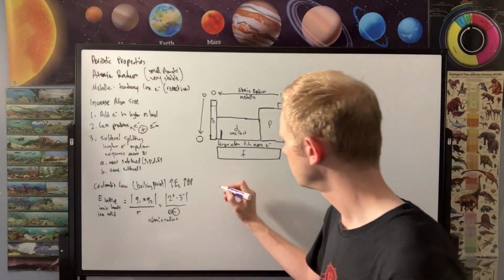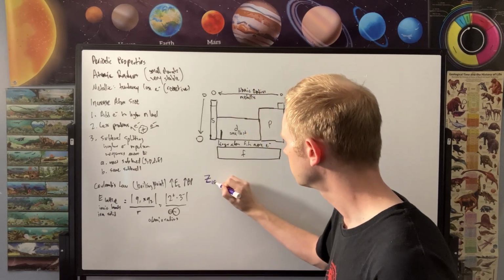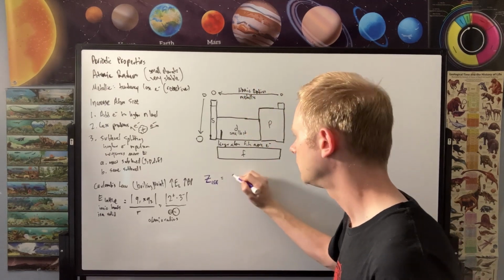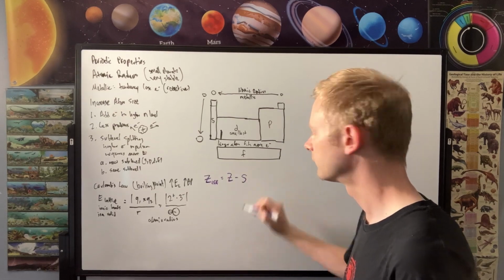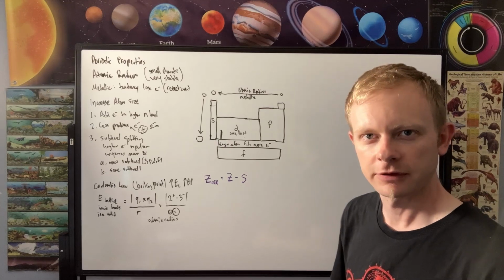Now we know the atomic number is supposed to be Z, but there's another number, Z effective, which is going to be the atomic number minus the number of shielding electrons that are guarding a nucleus.